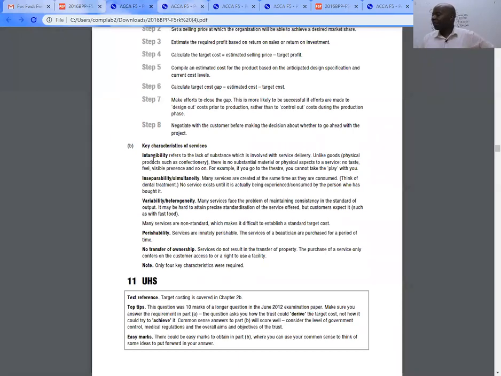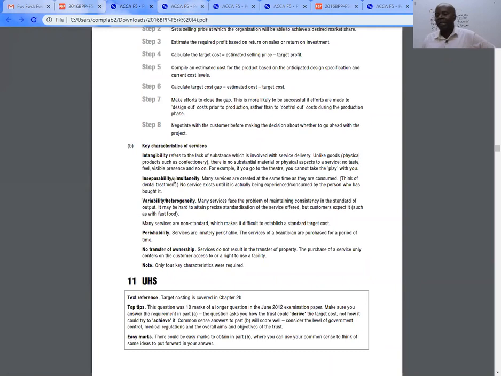Intangibility. Intangibility refers to the lack of substance which is involved with service delivery. Unlike goods, physical products such as confectionery, there is no substantial material or physical aspects to a service, no taste, feel, visible presence, and so on. For example, if you go to the theater, you cannot take the play with you, or theater, the normal theater, for movies, that's okay.